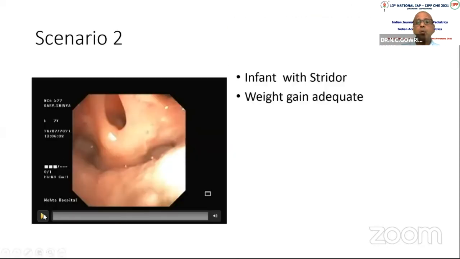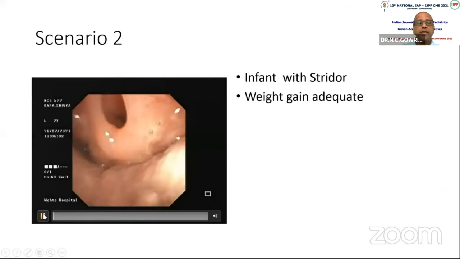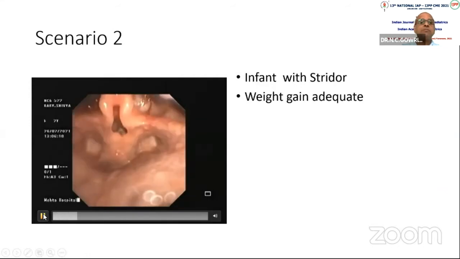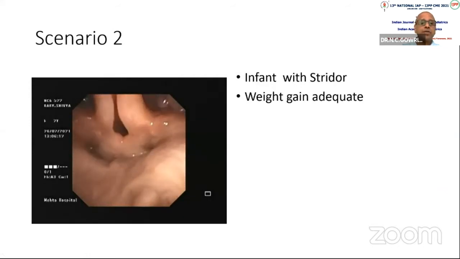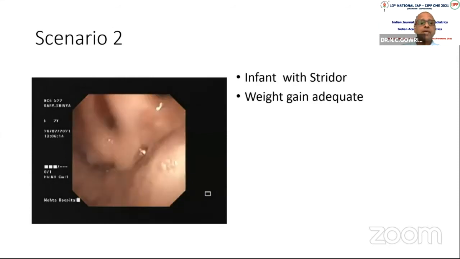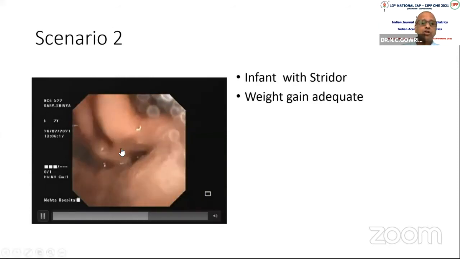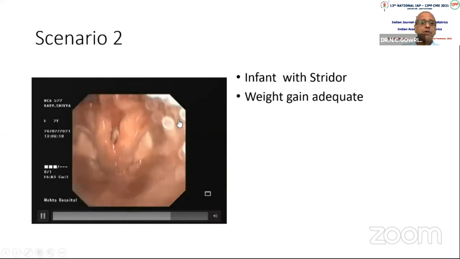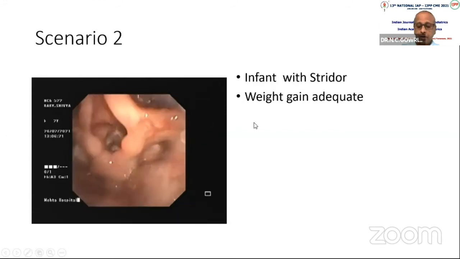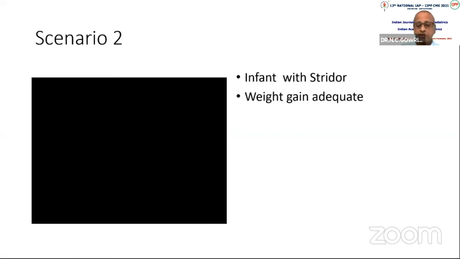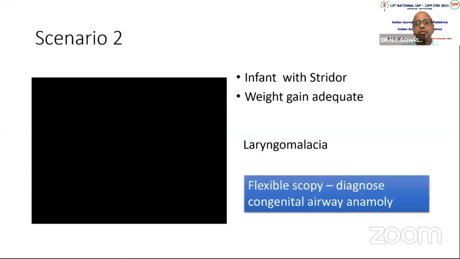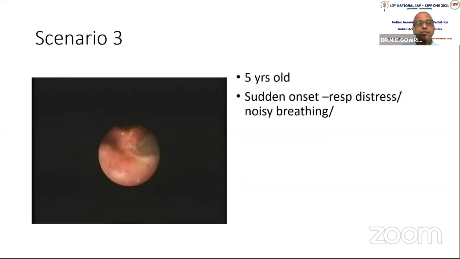This child with stridor but good weight gain, with a noisy breathing, which was the worrying factor. You look at the omega-shaped epiglottis, the foreshortened ariepiglottic fold. You see the glottic opening getting closed by collapse of the posterior supraglottic apparatus. So laryngomalacia. Once again, scopy diagnosis.